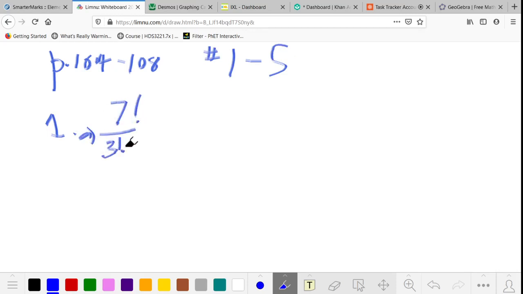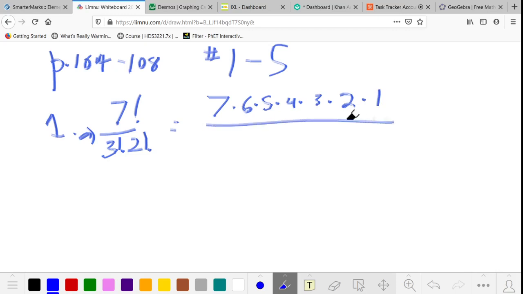Expression A is 7 factorial over 3 factorial 2 factorial, which is permuting 7 objects where you have 3 identical and 2 identical. Could be letters in a word, could be anything like that. Doing it completely explicitly.